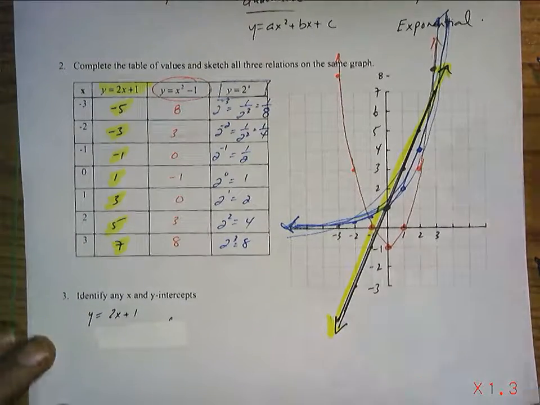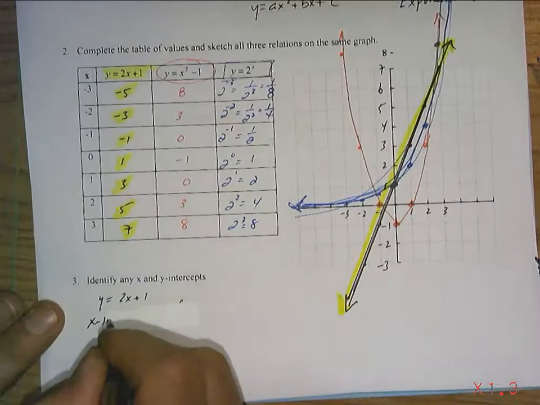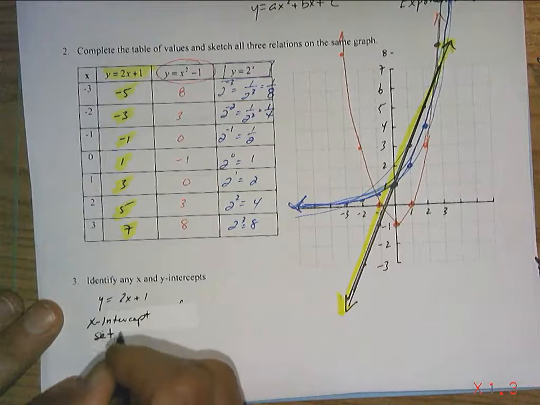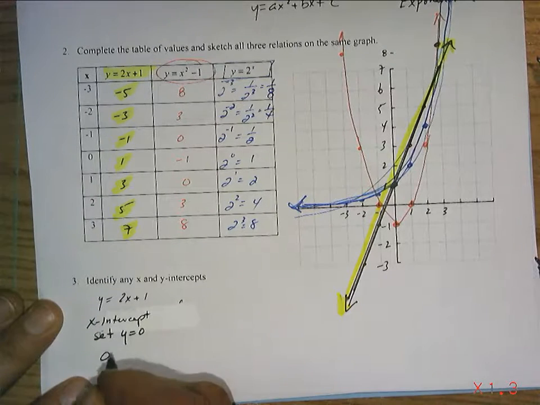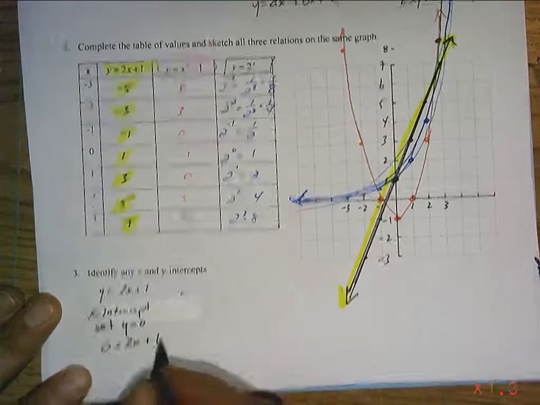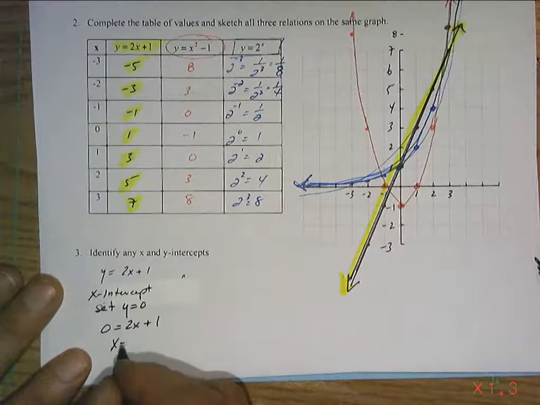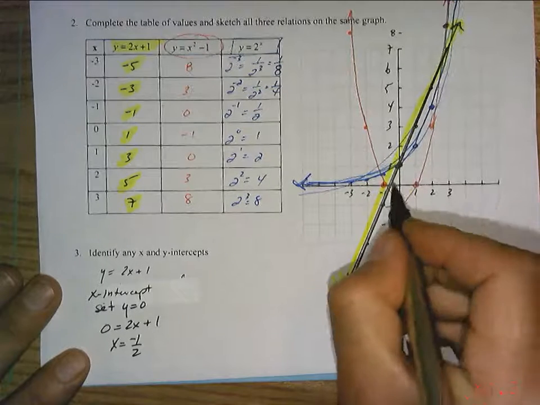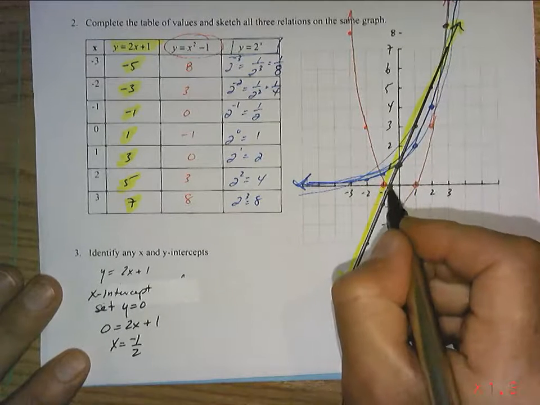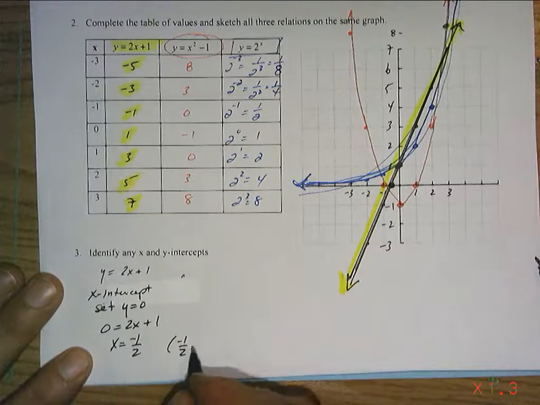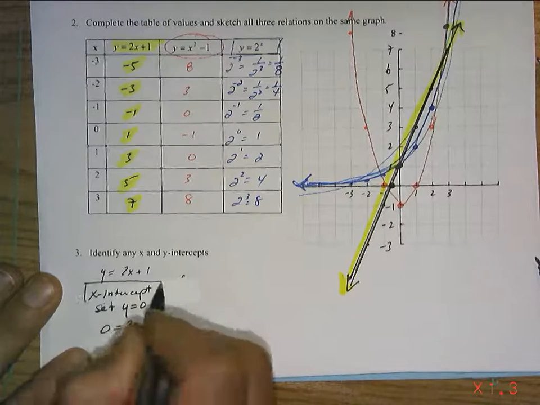Let's do this a little bit nicer. So for an x-intercept, you set y equals 0. So 0 equals 2x plus 1. Bring the 1 over to the other side. Divide both sides by 2. Which means that it's crossing here. And that's supposed to be negative 1/2. So that will be negative 1/2 and 0 for an x-intercept.